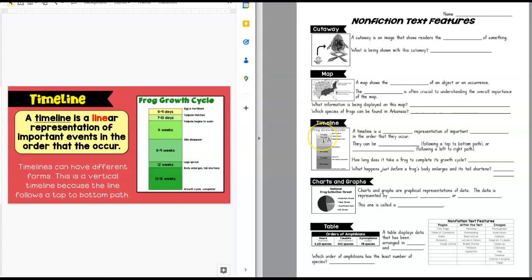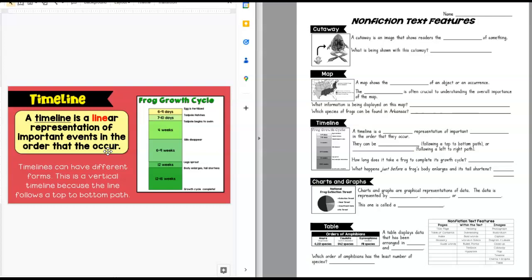Okay, next one is a timeline. These are all things that we find in nonfiction books, and we need to keep our eyes open to be able to find them. A timeline is linear. They highlighted those first four letters because you can remember timeline with a line, or a linear representation of important events in the order they occur in.